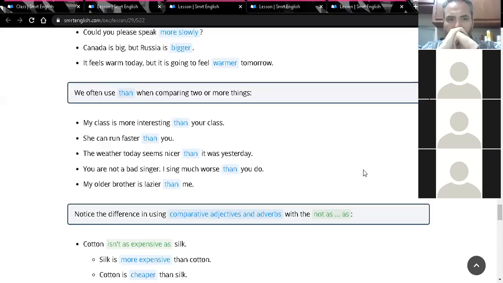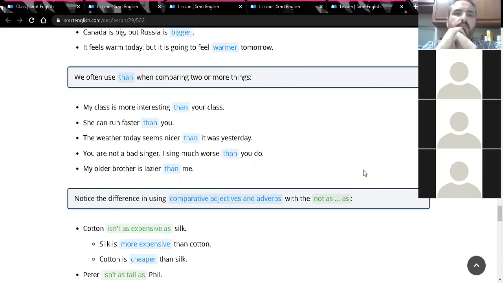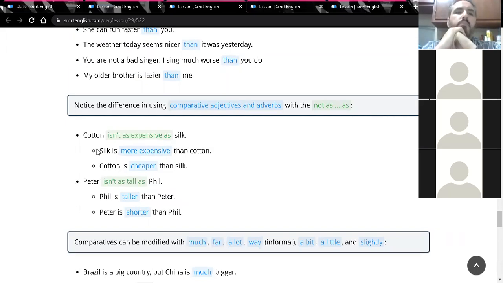Now, notice the difference using comparative adjectives or adverbs with not as. For example, cotton isn't as expensive as silk. What am I saying? That cotton is cheaper than silk. Silk is more expensive than cotton. Cotton is cheaper than silk. Peter isn't as tall as Phil. What am I saying? Well, I'm saying that Phil is taller than Pete, or Peter is shorter than Phil. I mean, both fit.